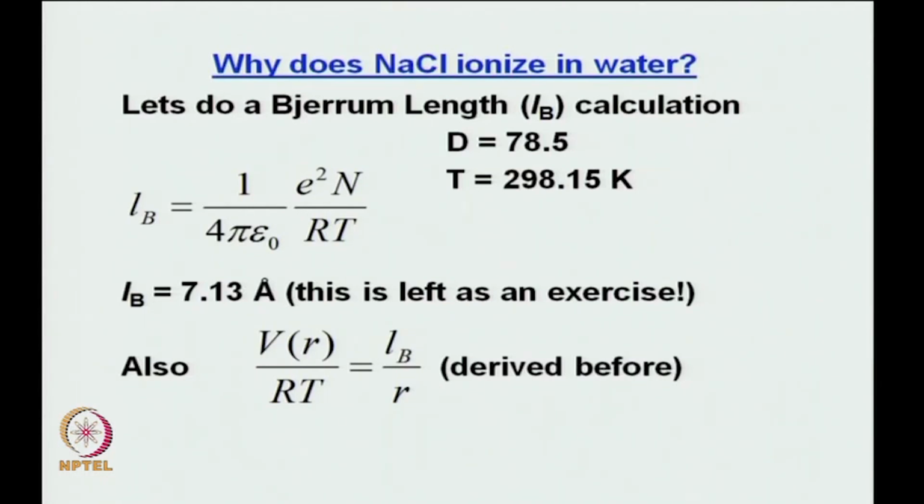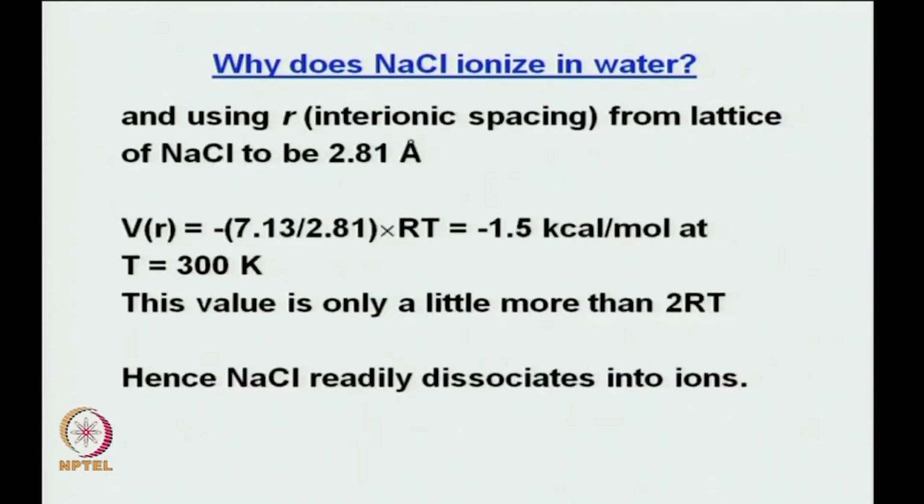See, conditions are not that hard to get, right. If you have it in water, you know the dielectric constant, the temperature is always given to you. If you do not know, if you are doing it at room temperature, you know what the temperature is. Nowadays it is very cold, you can take that temperature, so like that. Now, this thing we also developed just before, right, that V of R over RT is equal to LB over R, we just derived. Now, what can we use it for? Let us go to the next slide.